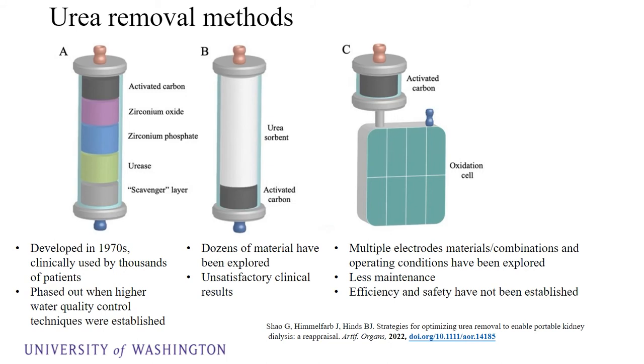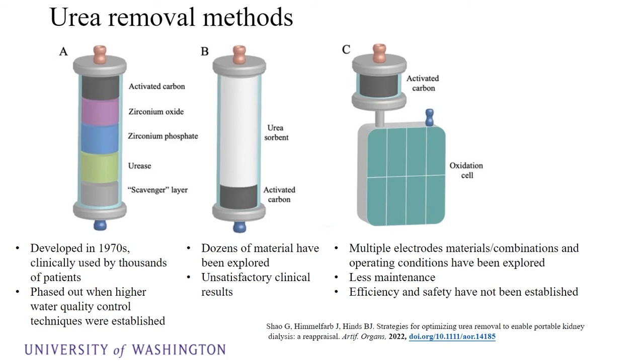A second method for urea removal is centered around urea sorbents. There are dozens of materials being explored as urea sorbents, and many have shown quite high urea binding capacity, in the tens of milligrams per gram regime. However, when the potential urea sorbent is exposed to a more complicated medium, like serum, they typically lose their binding capacity very quickly, to around 1 or 2 milligrams per gram.